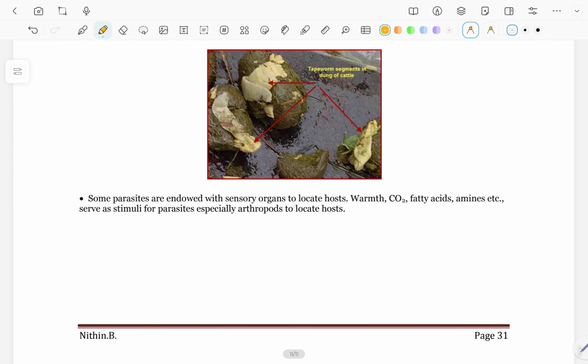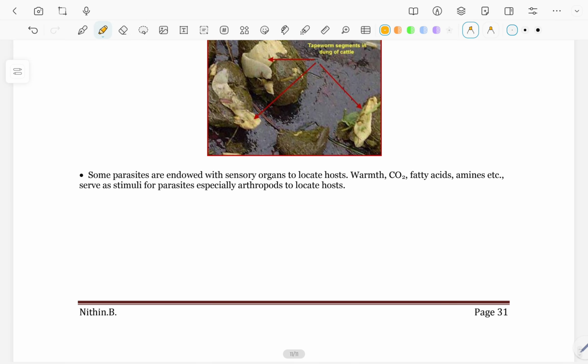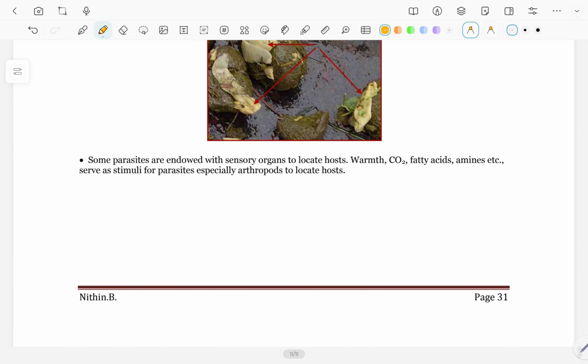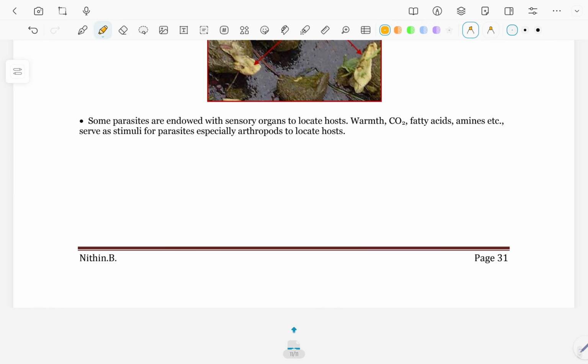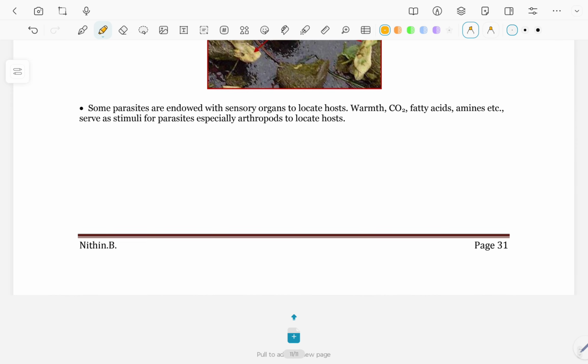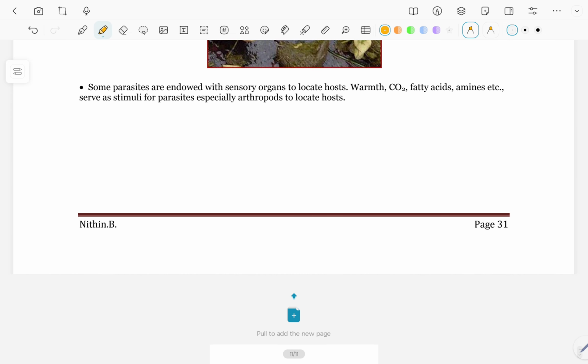Some parasites are endowed with sensory organs to locate a host. Warmth, CO2, fatty acids, and so on serve as stimuli for parasites, especially arthropods, to locate a host.